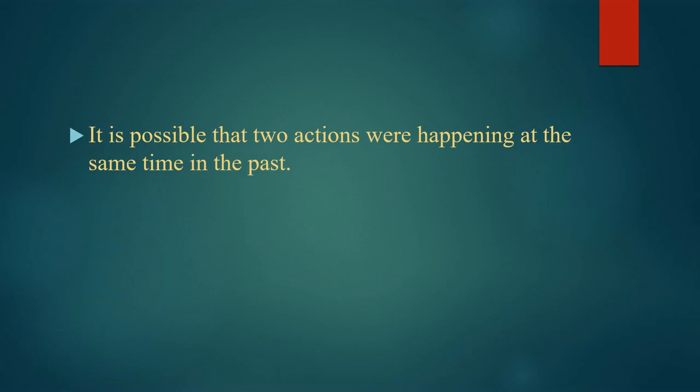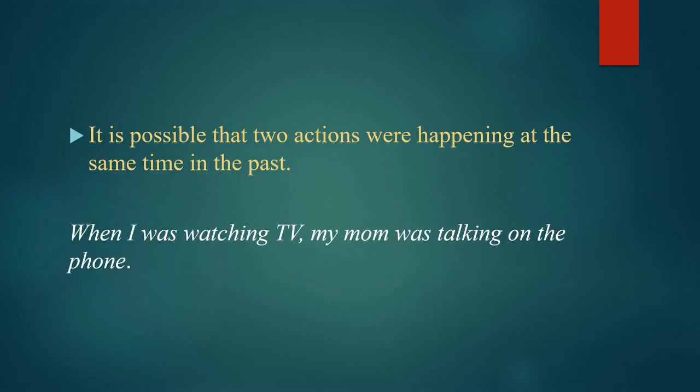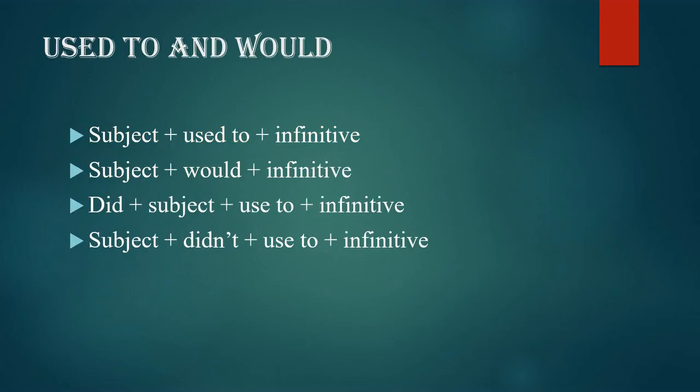It is possible that two actions were happening at the same time in the past. In this case, we use past continuous for both of them. For example, when I was watching TV, my mom was talking on the phone. I was watching TV and at the same time my mom was talking on the phone. The actions happened at the same time in an exact moment in the past.